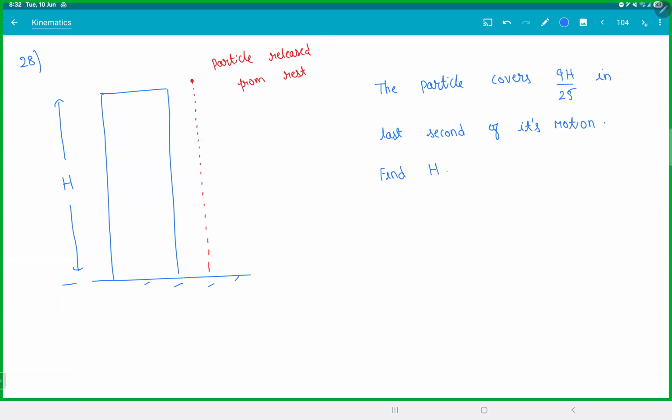We don't know how long it is traveling, but let's say if it is traveling 10 seconds, in that last 1 second from 9 to 10, it covered 9 by 25th of the height of the building. So find h. Hope the question was clear. Give it a try. Others, do keep your cams on.